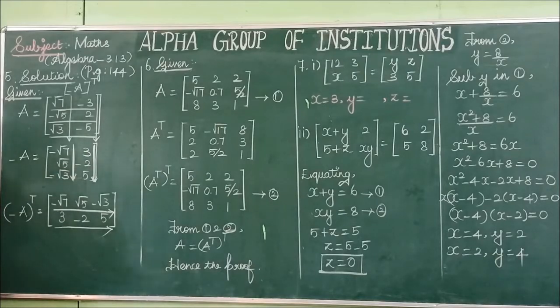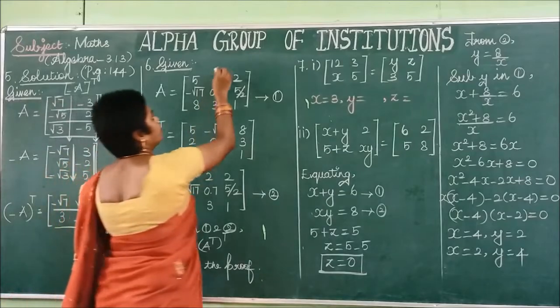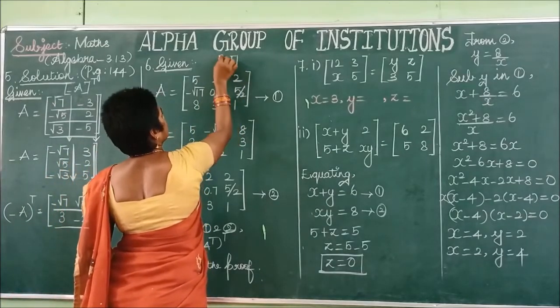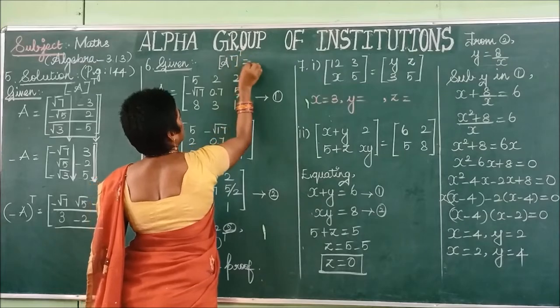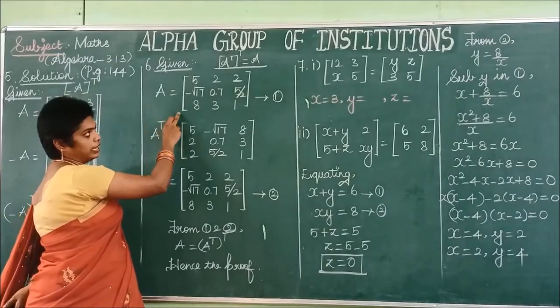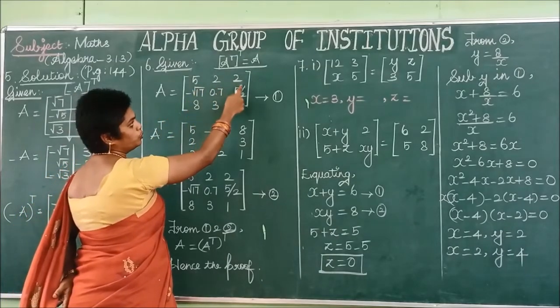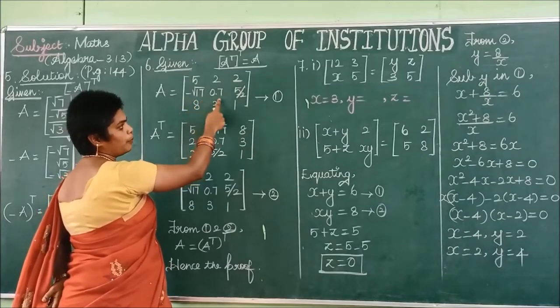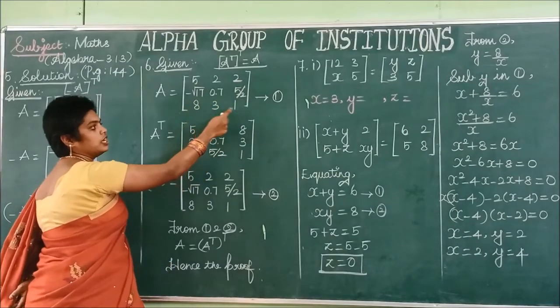Then listen to the sixth question, page number 144. If A is equal to 5, 2, 2 minus root 17, 0.5, 5 by 2, 8, 3, 1. You have to verify whether A transpose the whole transpose is equal to A or not. So they asked you to prove that A transpose the whole transpose is equal to A. For that, first take that A. Write the A value 5, 2, 2 minus root 17, 0.75 by 2, 8, 3, 1.